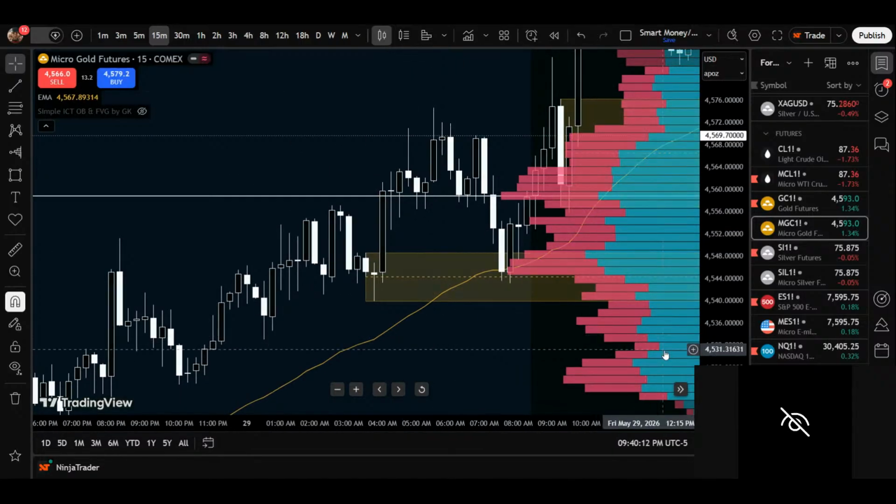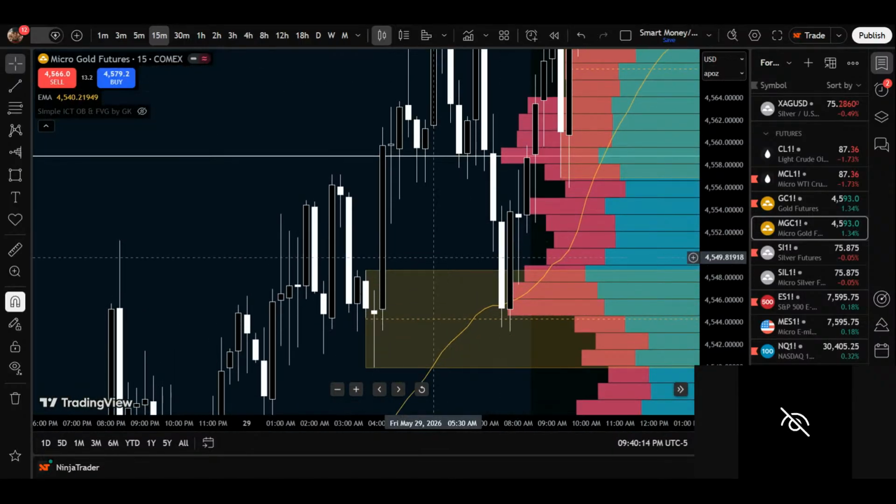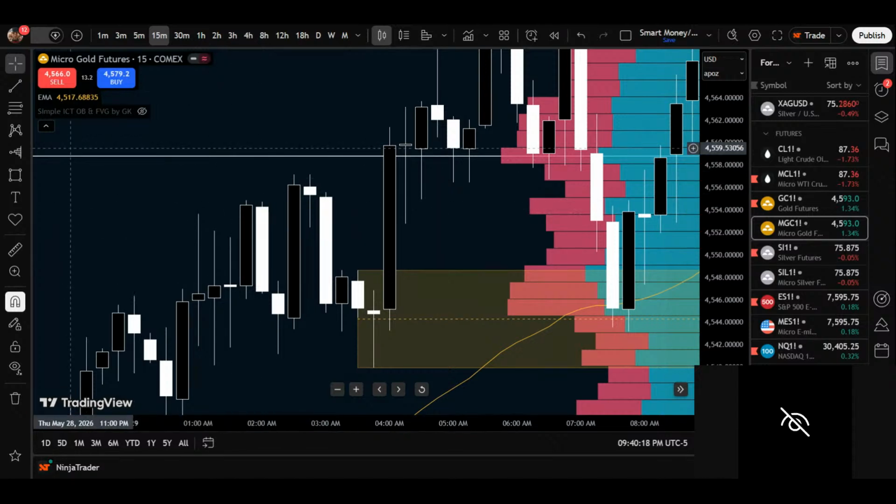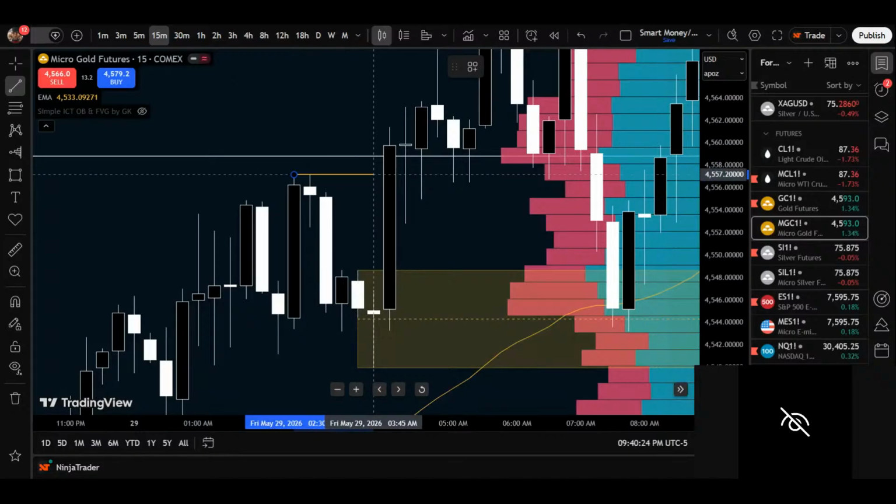So make it a little bit bigger. I want y'all to see it clear. I don't want no questions. I mean, I don't want y'all to ask me questions, but I don't want y'all to have any doubt. All right. So there we got break of structure. We broke structure.